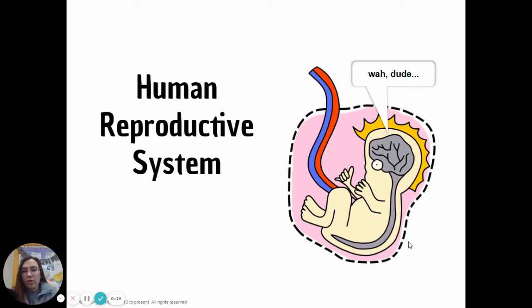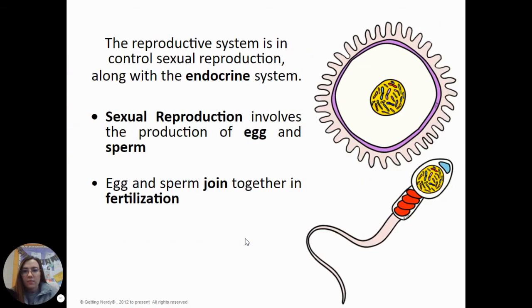Today we're going to be going over the reproductive system. This Edpuzzle is what you will use for your first bullet point, and then you'll continue on to your other two activities for today. So here we go, looking at our reproductive system.